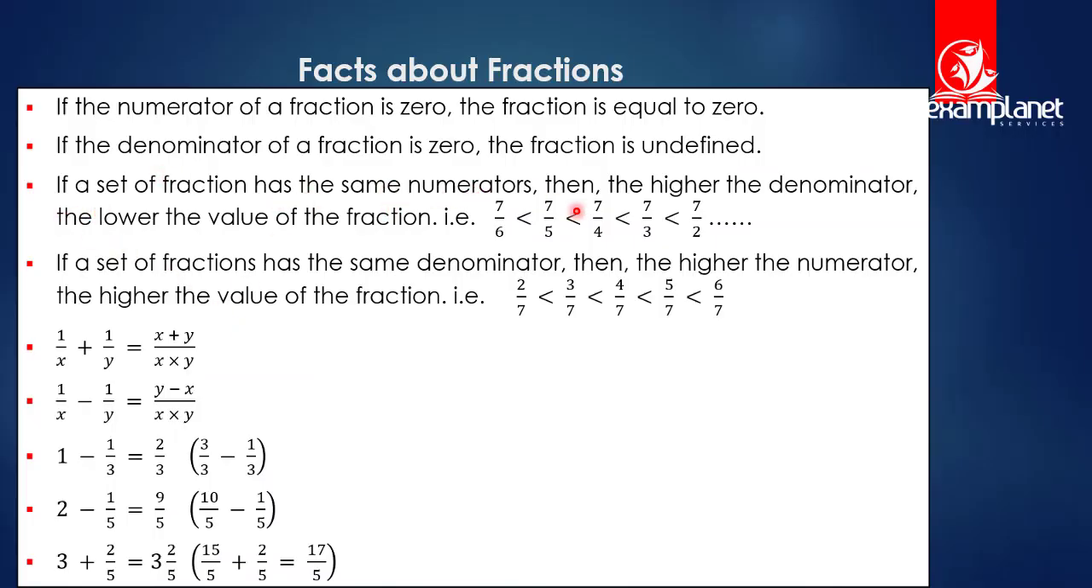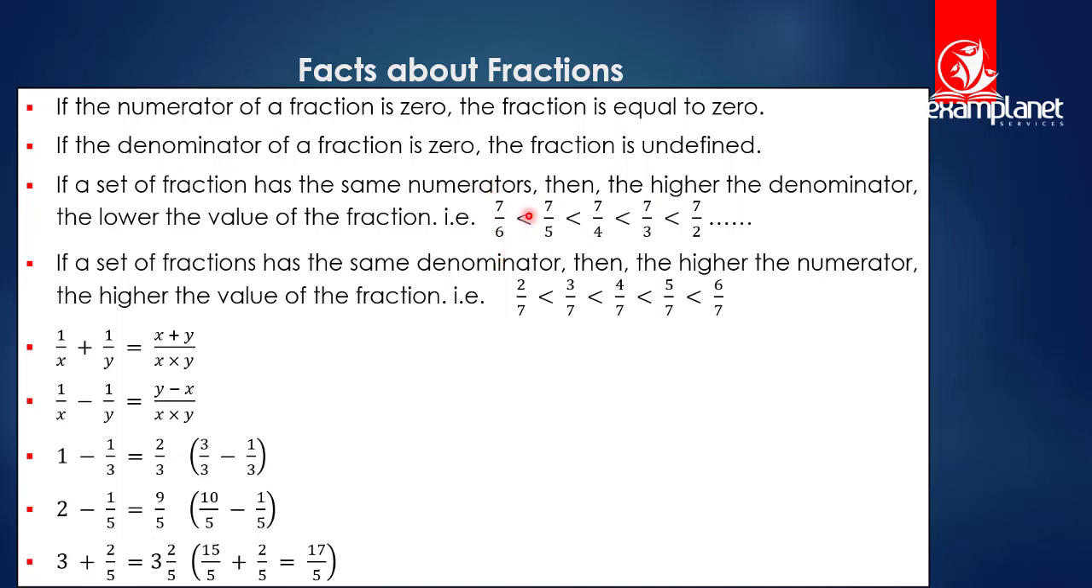Number 3: if a set of fractions has the same numerators, then the higher the denominator, the lower the value of the fraction. Do you get that? So what we are saying is that if you have a set of fractions with the same numerator and you want to compare them to know which one is bigger or smaller, all you need to do is check their denominators. The one with the bigger denominator will be the smaller fraction. So once the numerators are the same, just check the denominator.